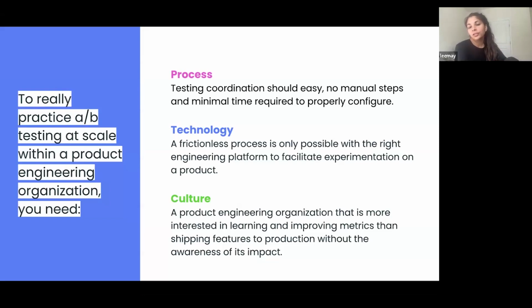If a product engineering organization is not interested in learning and evaluating changes, but also understanding the impact of those changes, then it's unlikely that your A/B testing platform or practices will be adopted. So there has to be an experimentation mindset to really gain traction on this methodology.